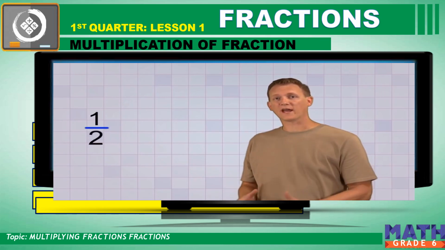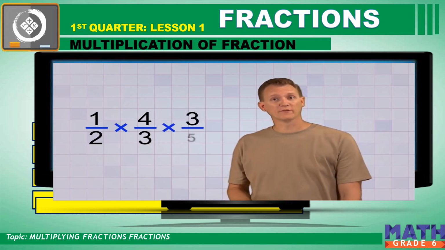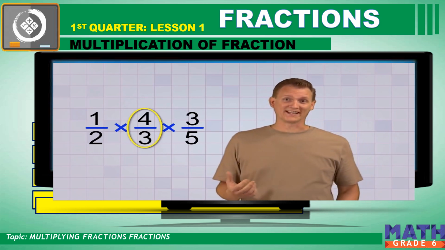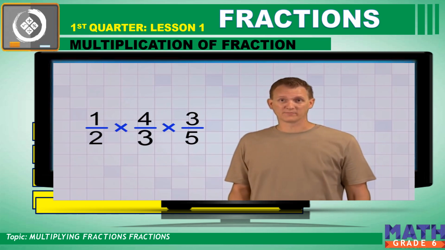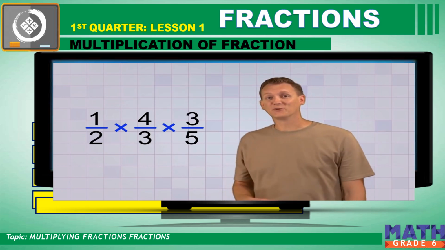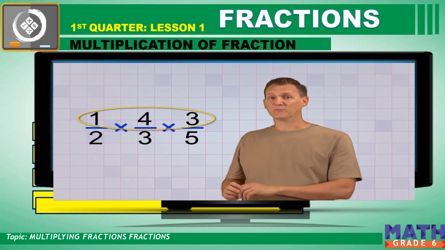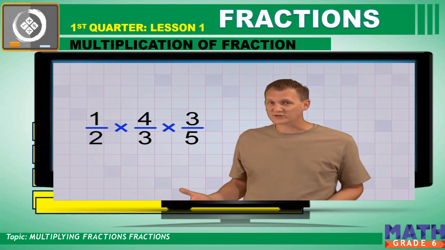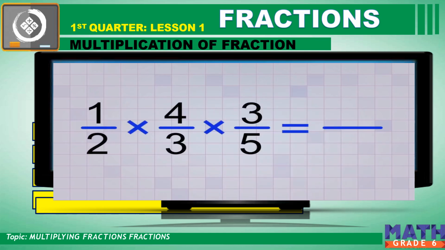Here it is. 1/2 times 4/3 times 3/5. Wait a minute, this has 3 fractions multiplied together, and the middle one looks like an improper fraction because its top number is bigger than its bottom number. Does our procedure work for this problem too? Yep, all we have to do is multiply all the top numbers together, and then multiply all the bottom numbers together, and we'll have our answer. And this will work no matter how many fractions we have to multiply. So on the top, we have 1 times 4 is 4, and 4 times 3 is 12. And on the bottom, 2 times 3 is 6, and 6 times 5 is 30. That means our answer is 12/30.